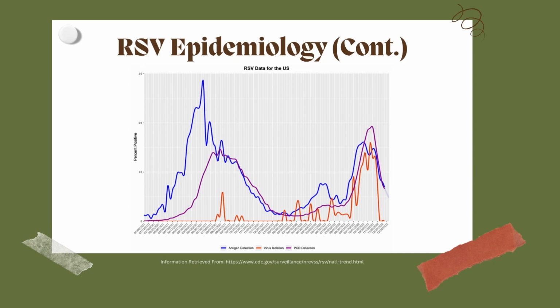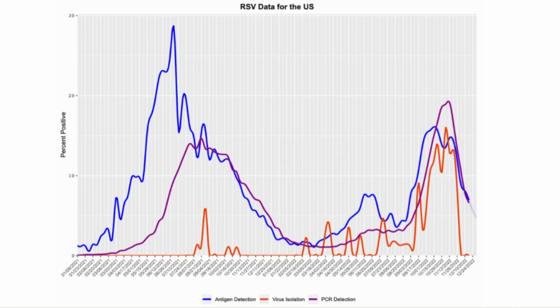As we look at the y-axis, we can see the percent positive, and the x-axis represents the current timeline that we are looking at. So at the time of recording this video, this chart depicts cases from January 2021 all the way up until the end of December 2022. As we can see, virus isolation appears to be the least common method of testing for the presence of RSV. However, antigen detection and PCR detection are both relatively popular.